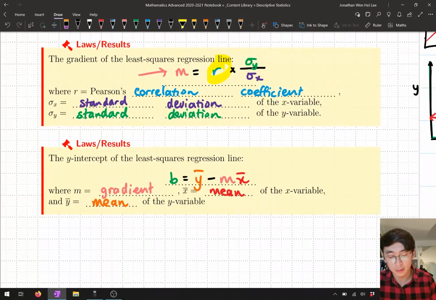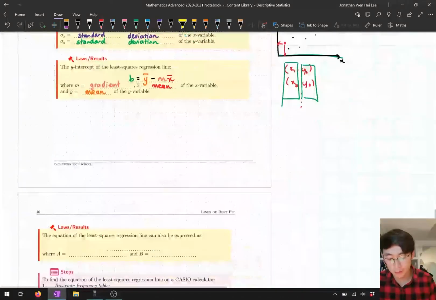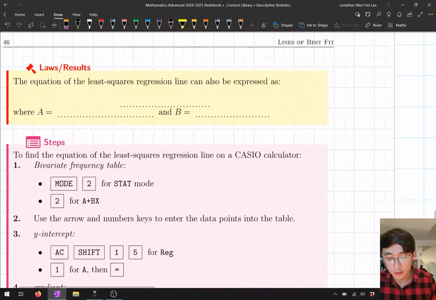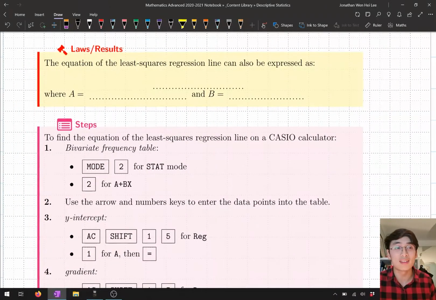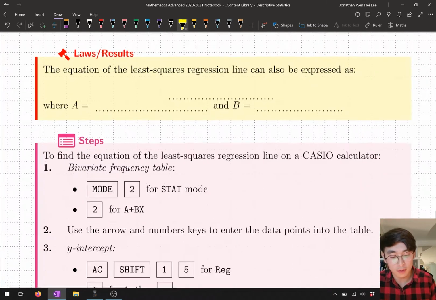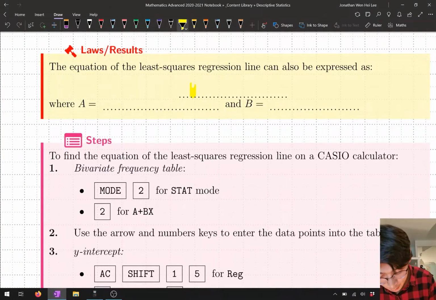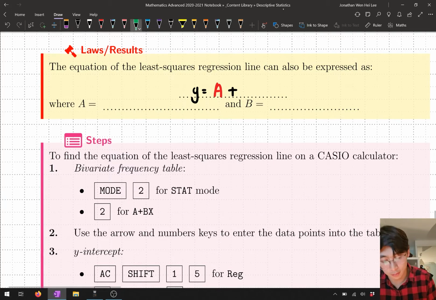Just to put this all together, if you flip over the page, the equation for the least squares regression line, which we wrote earlier as y is equal to mx plus b, can also be written in this form: y is equal to a plus bx. Let me keep it consistent with all our coloring from earlier. A is our y-intercept, as it turns out, and b is our gradient.